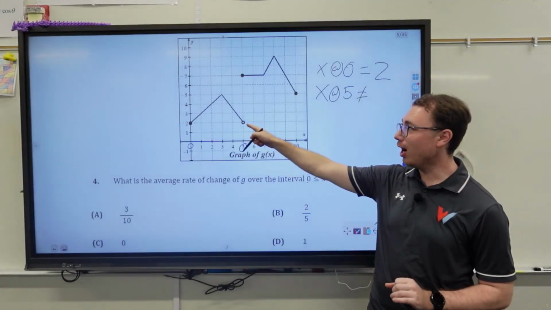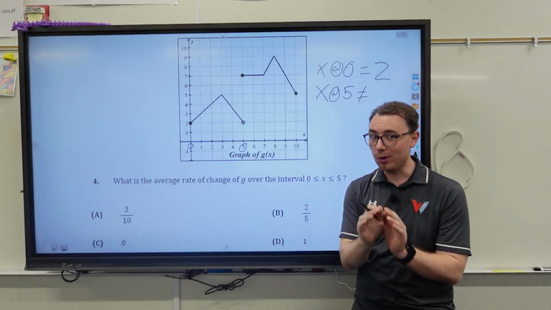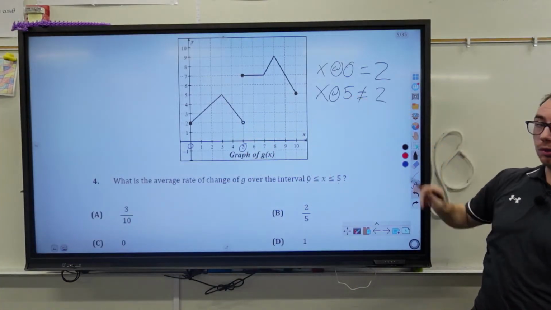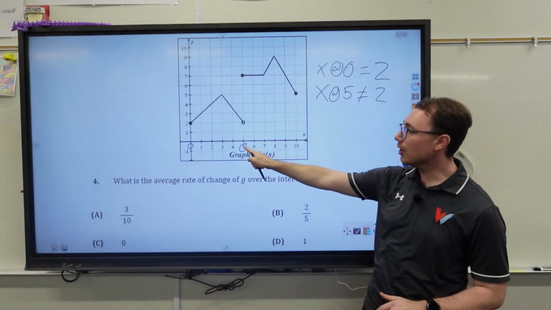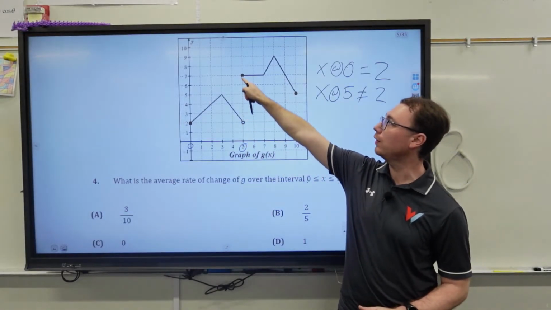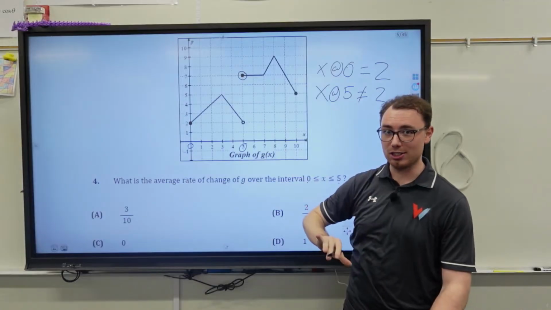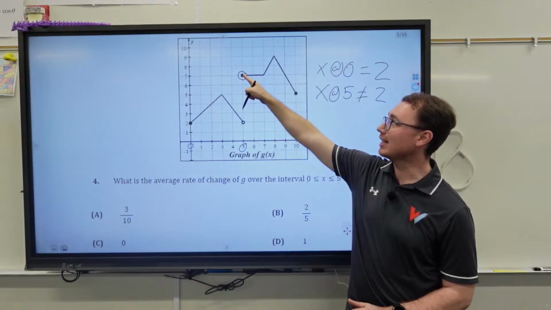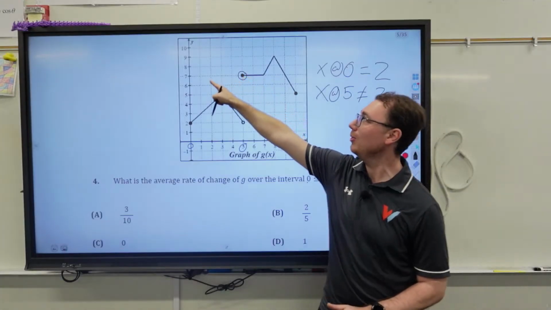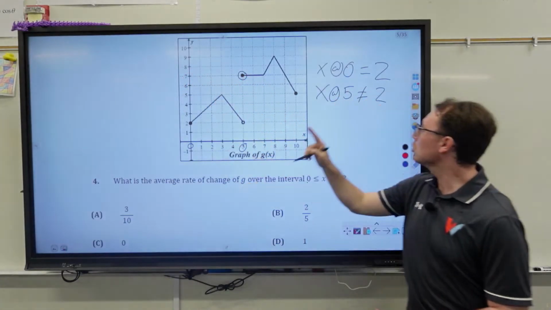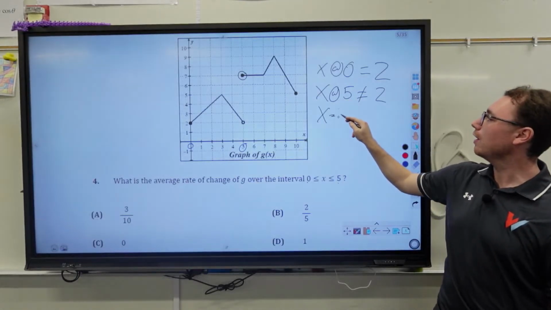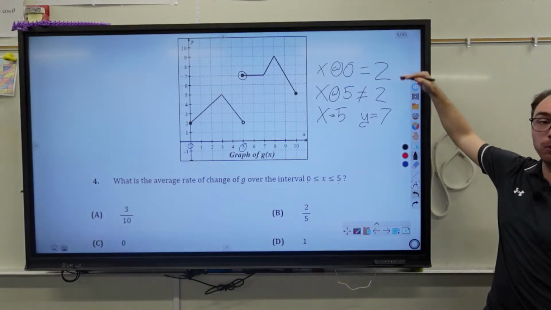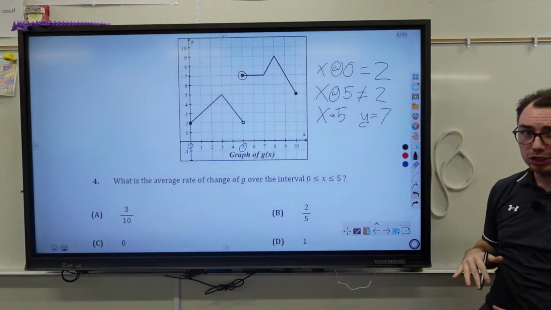Notice that for this problem here, there's a hole in the graph. So at x equals 5, y does not equal 2. Rather, notice how the graph has a solid dot filled in at this location. So when x is equal to 5, the graph is telling us that the corresponding y value is actually 7. So we know that at x equals 5, y is going to equal 7. And it's these 2 points that we use to find the average rate of change.